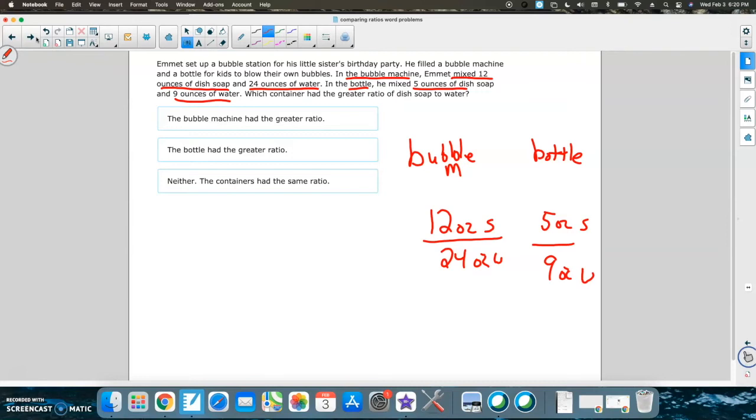Now, one way we could solve this is to find a common denominator and find equivalent fractions, but that looks pretty tough on this one. So we're going to do butterfly. Okay, so I recommend butterfly in these ones. So why don't you try butterfly and see what you get.